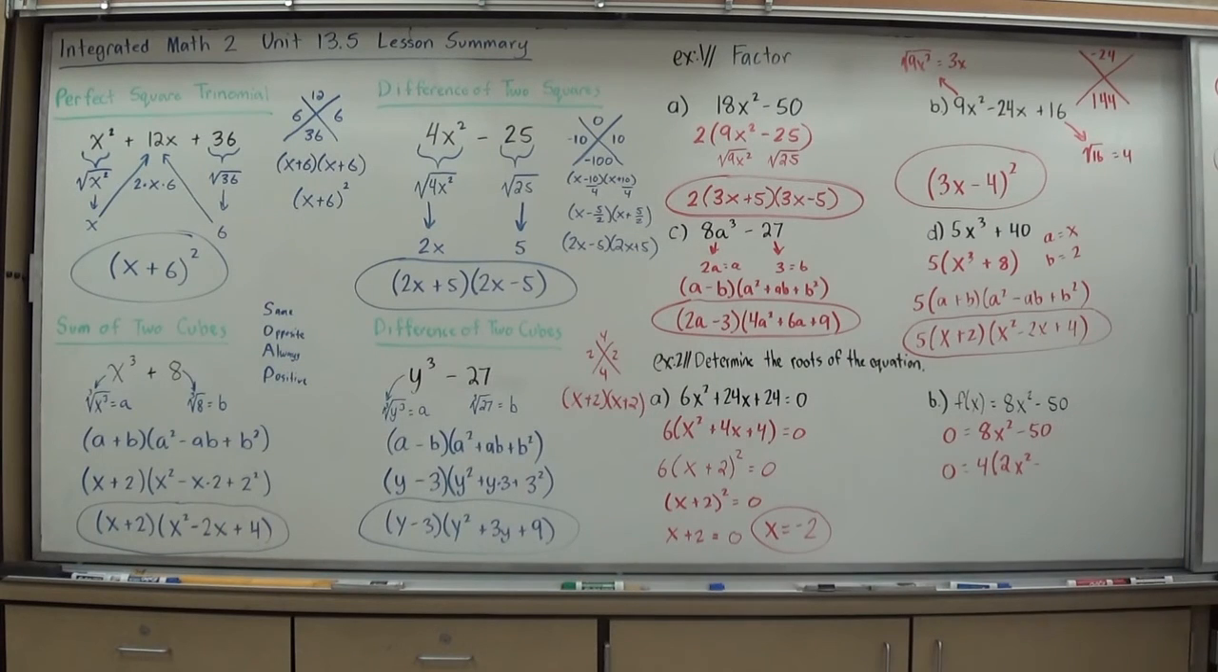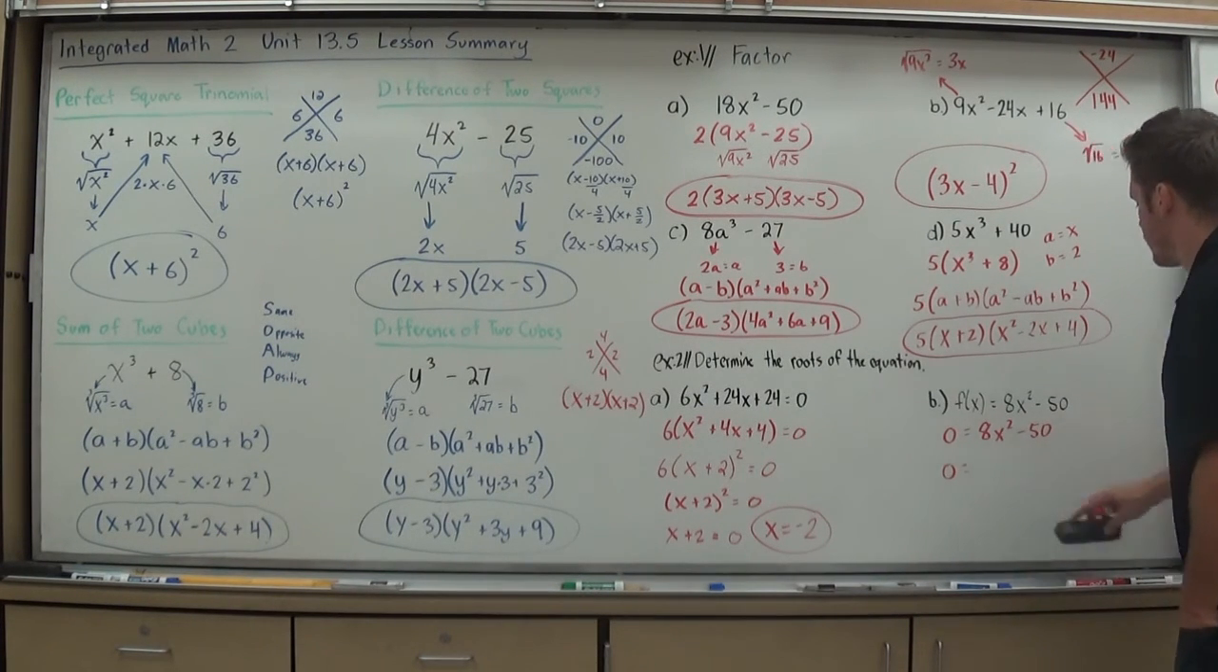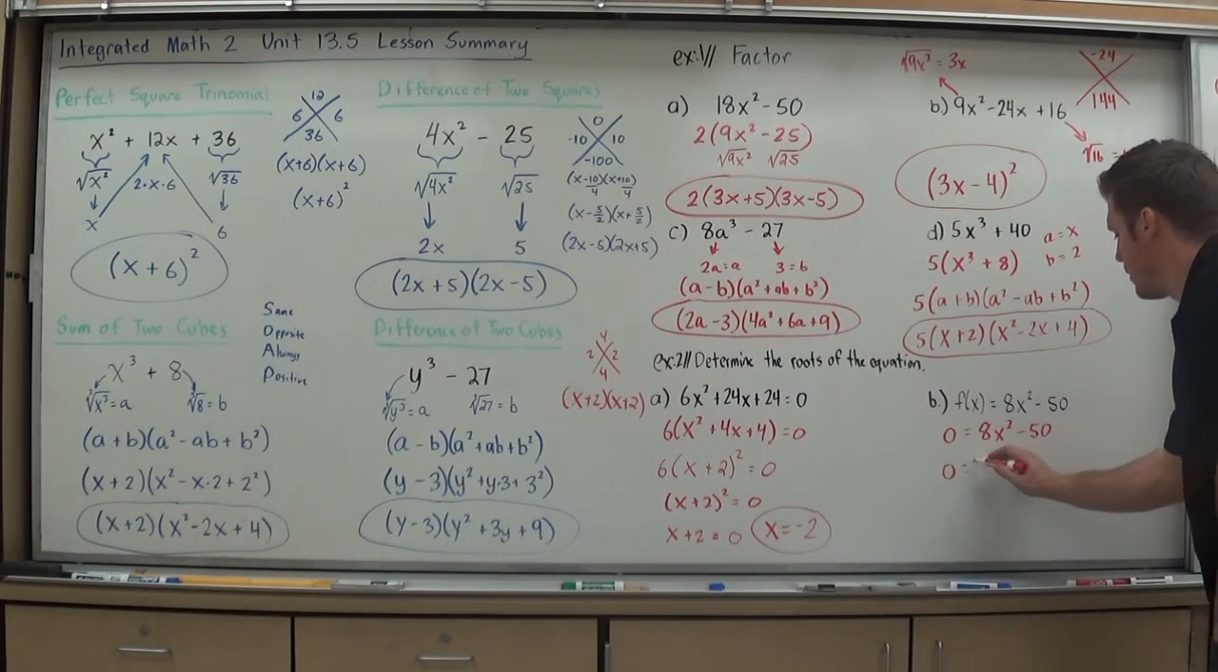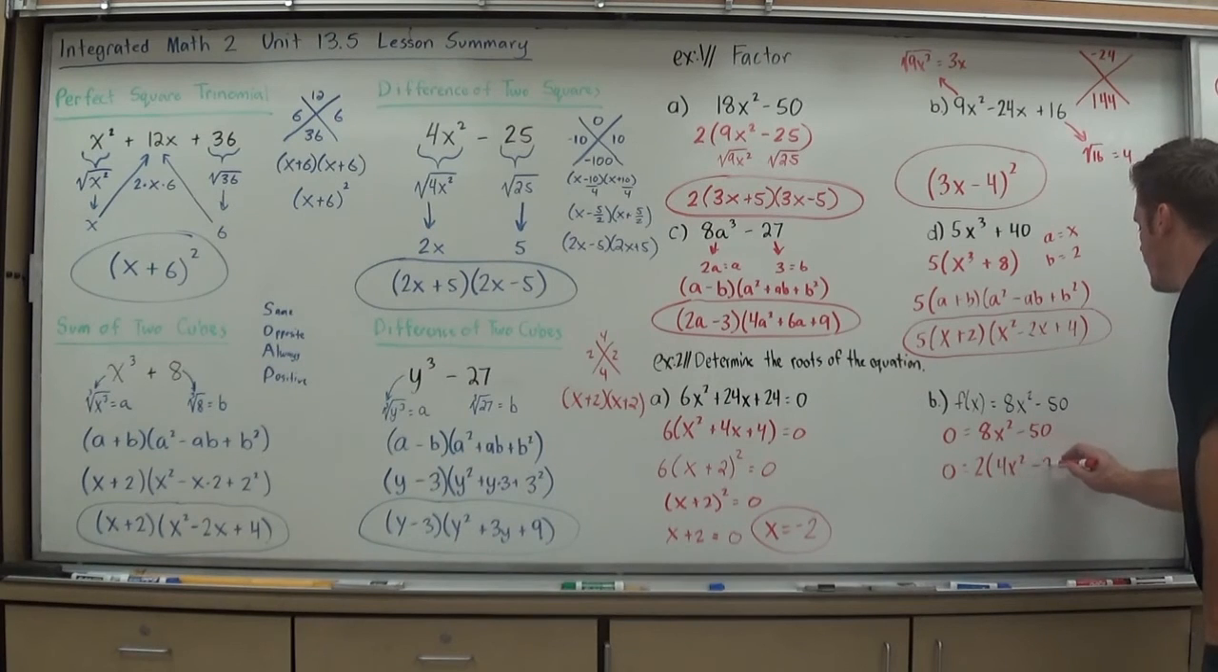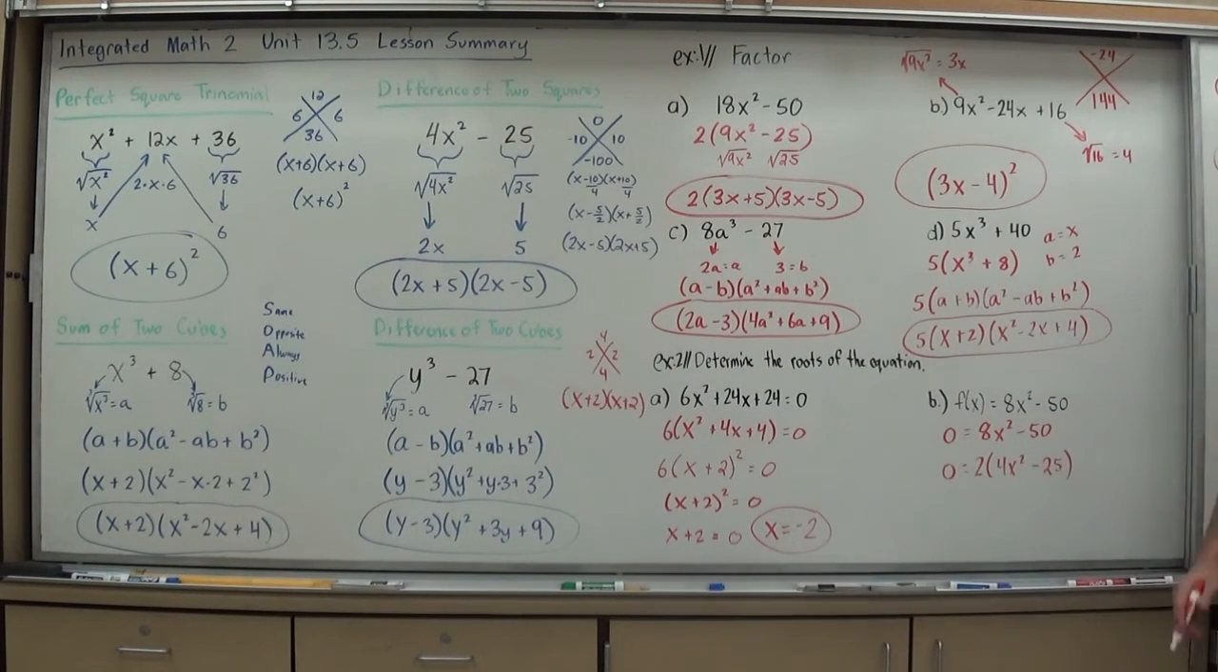Wait, 4 does not go into 50 perfectly. Don't know what I was thinking there. Let's try again. How about 2? 2 goes into 8 4 times. 2 goes into 50 25 times. That definitely looks a lot better, doesn't it? So 2 times 4x squared minus 25, that distributes out.